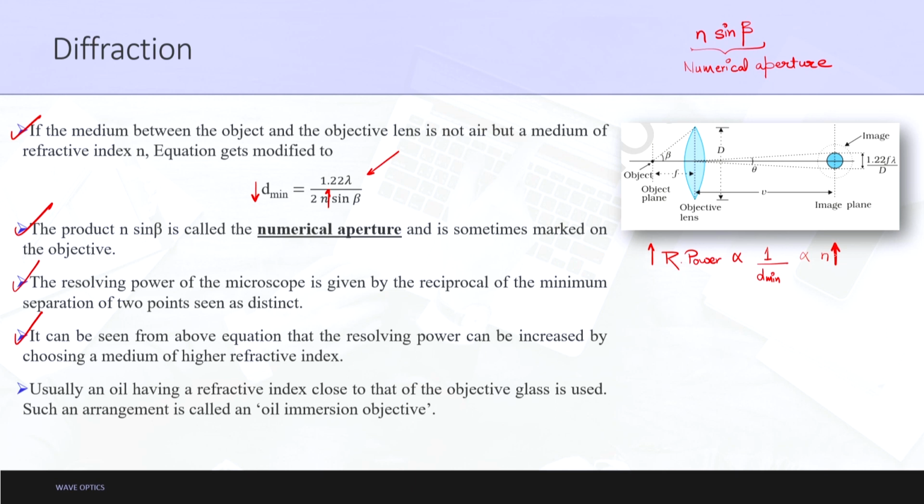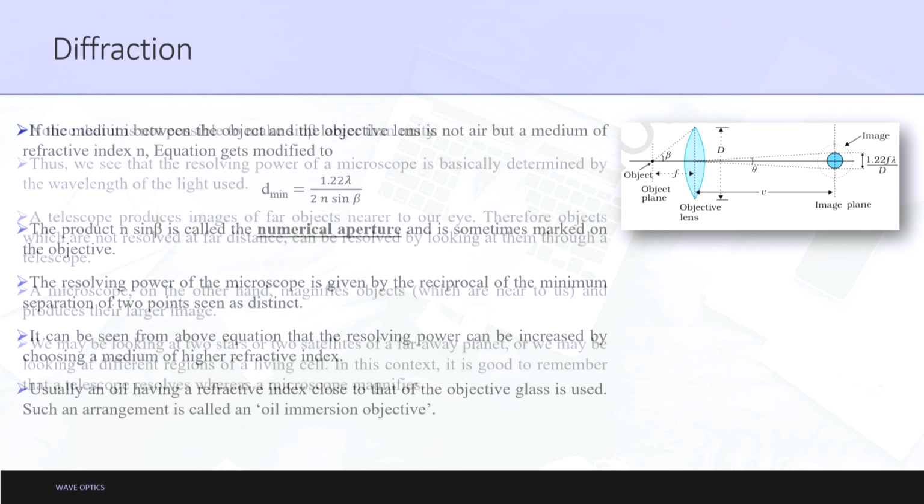Usually an oil having a refractive index close to that of objective glass is used. Such an arrangement is also called an oil immersion objective. So this is just a knowledge point here, that usually an oil having a refractive index close to that of objective glass is used, and such an arrangement is called an oil immersion objective.